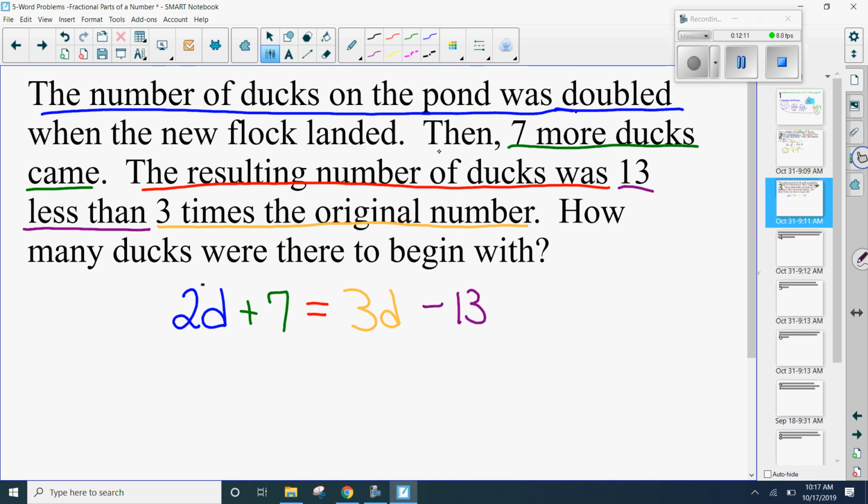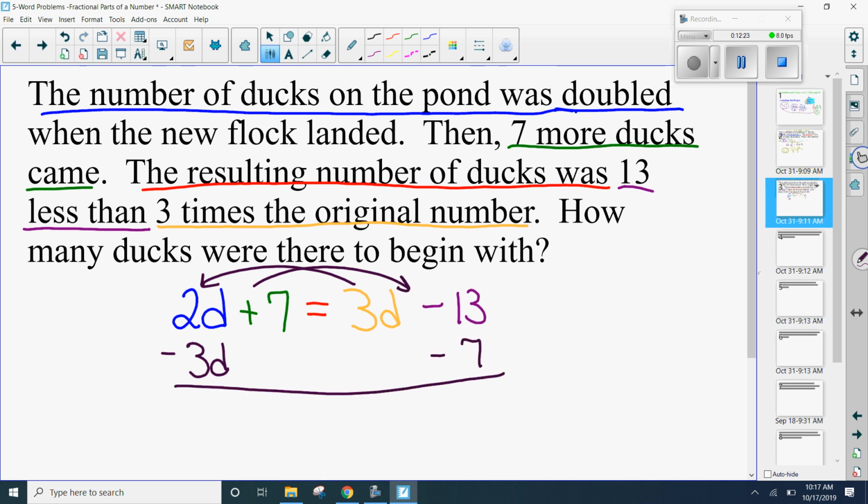3D over. We can move the 3D this way, which makes it what? Negative 3D. And if I move the 7 over, it becomes negative 7. And I get negative 1D is equal to? Negative 1. Yes. And then? Divide. This is being multiplied, so you divide by negative 1.